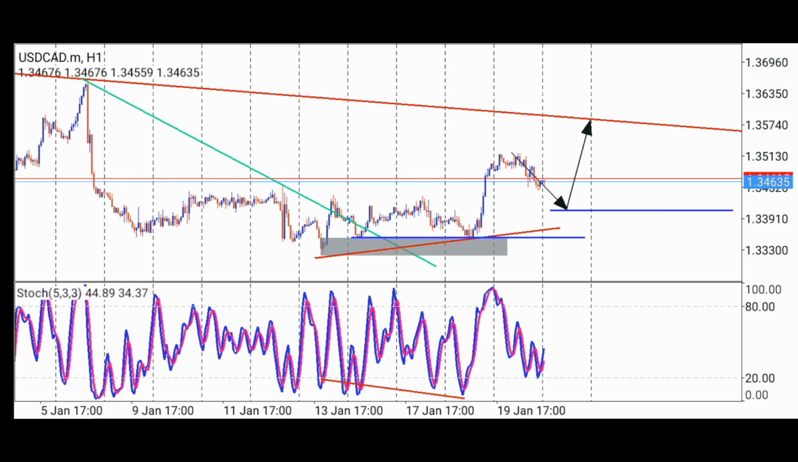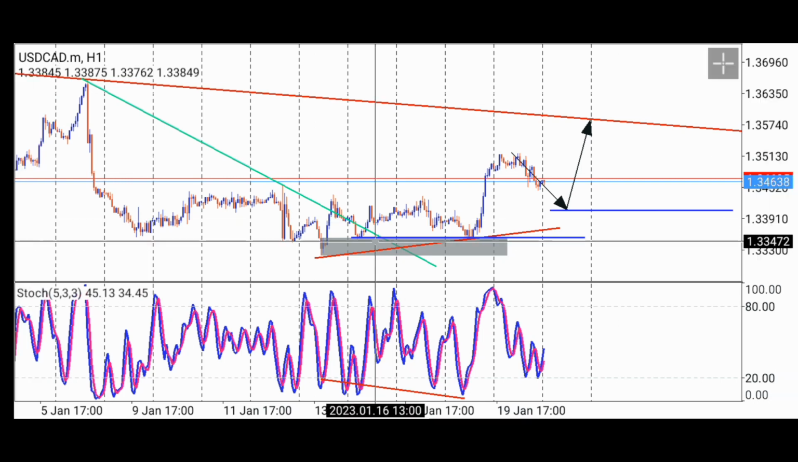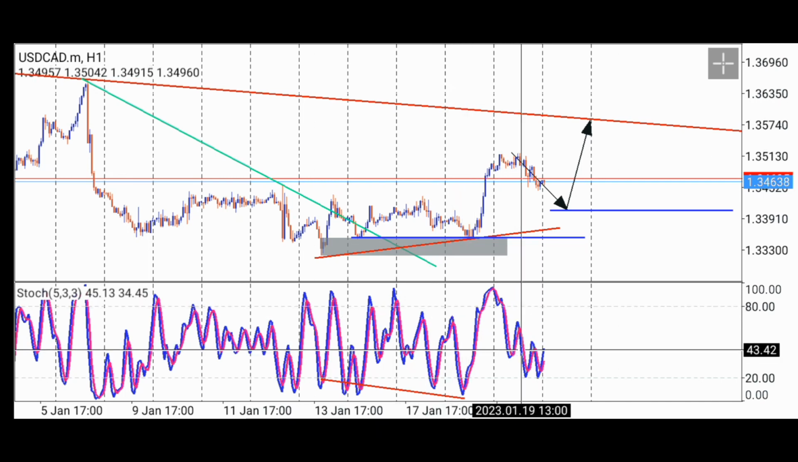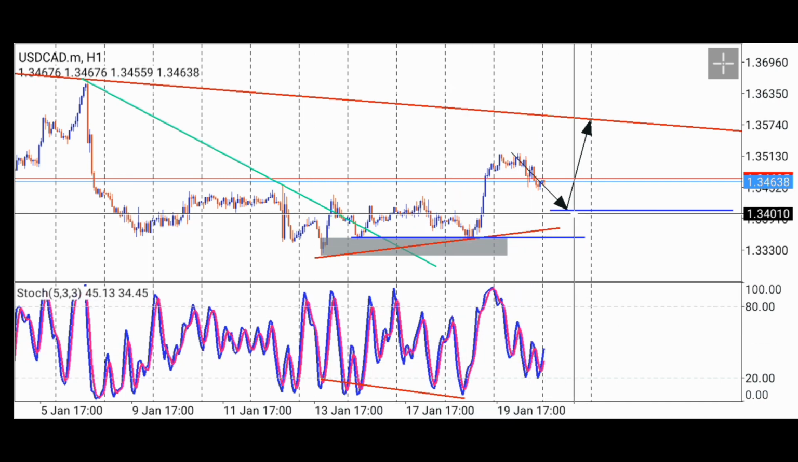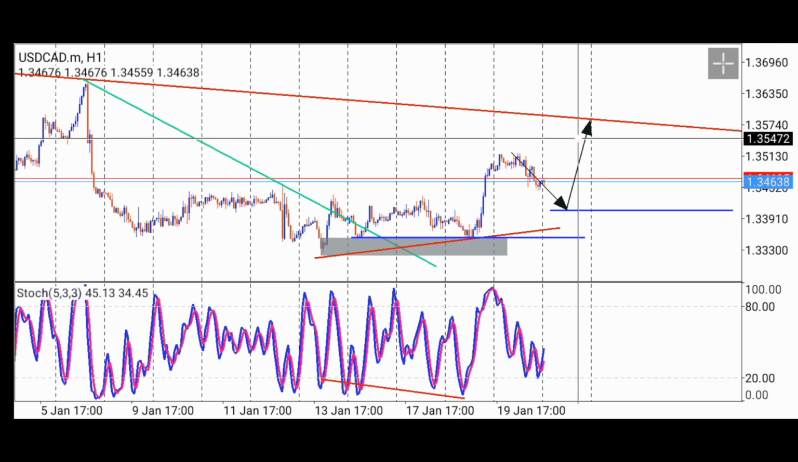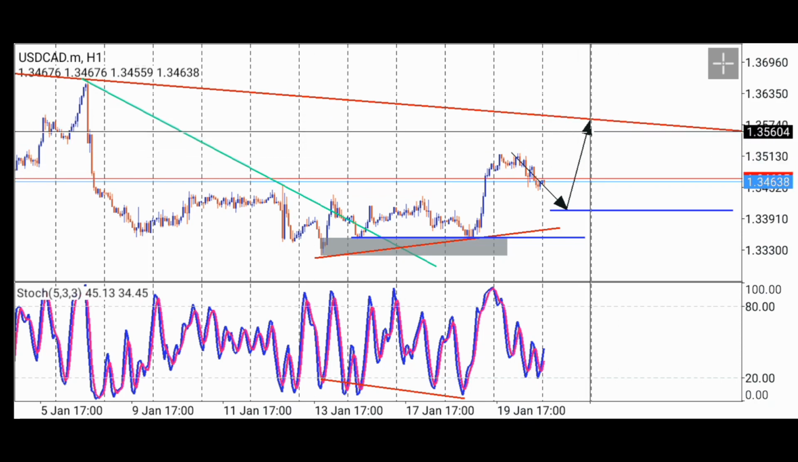Okay, so this market is still going to drop. I believe so because the strategy says so. So when it drops and goes below the other indicator down there, which is here, just buy over here and take your profits up there. Yeah, that's the end, guys.